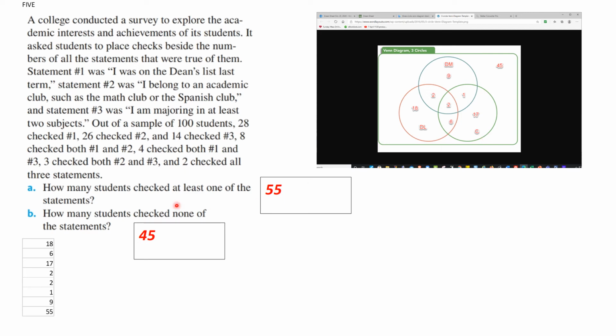Part A asks, how many students checked at least one of the statements? Well, those are the people that are in the union of these three sets. I add up those numbers, I get 55. Because they interviewed a sample of 100 students, 55 are inside, so there's 45 outside. 55 was the answer to A, 45 is the answer to B.